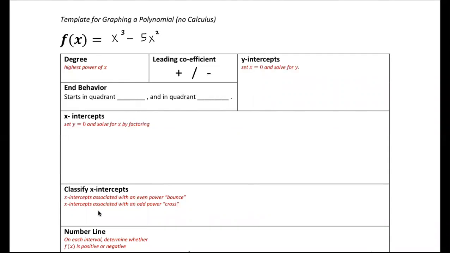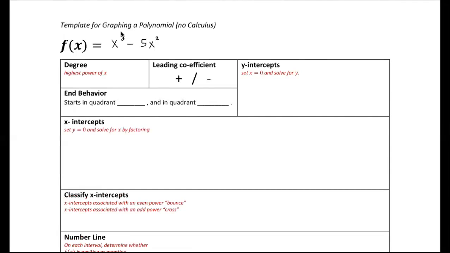Of course, on a test, you probably won't have this template with you, so you'll have to have these things memorized. But for now, it's a nice methodical way to go through and figure out some of these things. So the highest power of x, the degree, that's the first thing it asks for. The highest power of x here is 3. So let's write that in. That's an odd power, okay? And the leading coefficient here is 1, which is a positive value.